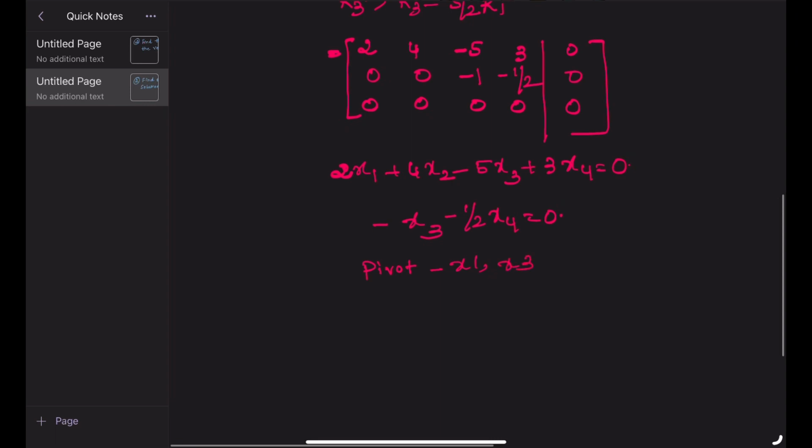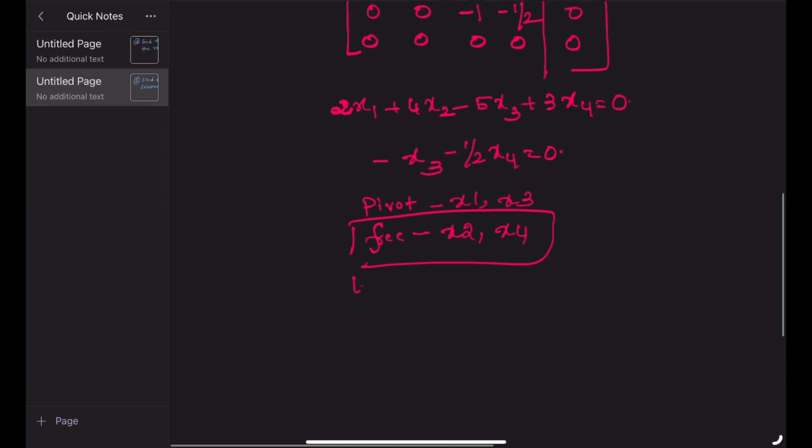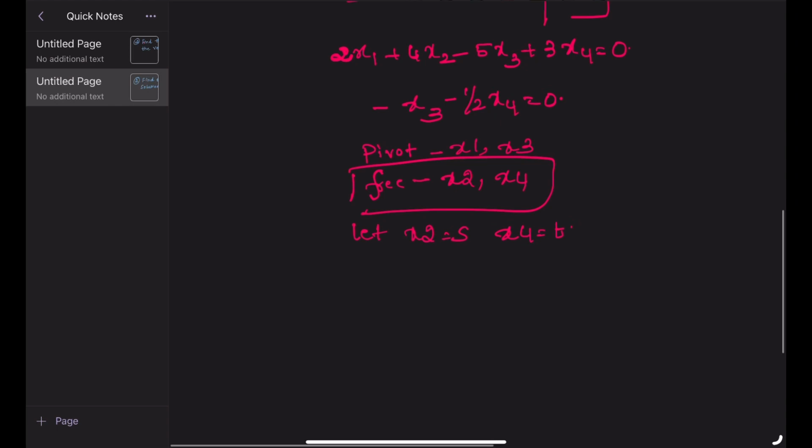So it is nothing but x1, x3 as pivot variables, and free variables will be x2 and x4. So in the parametrization method, we are dealing with the free variables. In the row echelon form, we are dealing with the pivot points. So you have to keep this in mind. So we'll substitute for free variables as s and t, some random number. So let me substitute here.